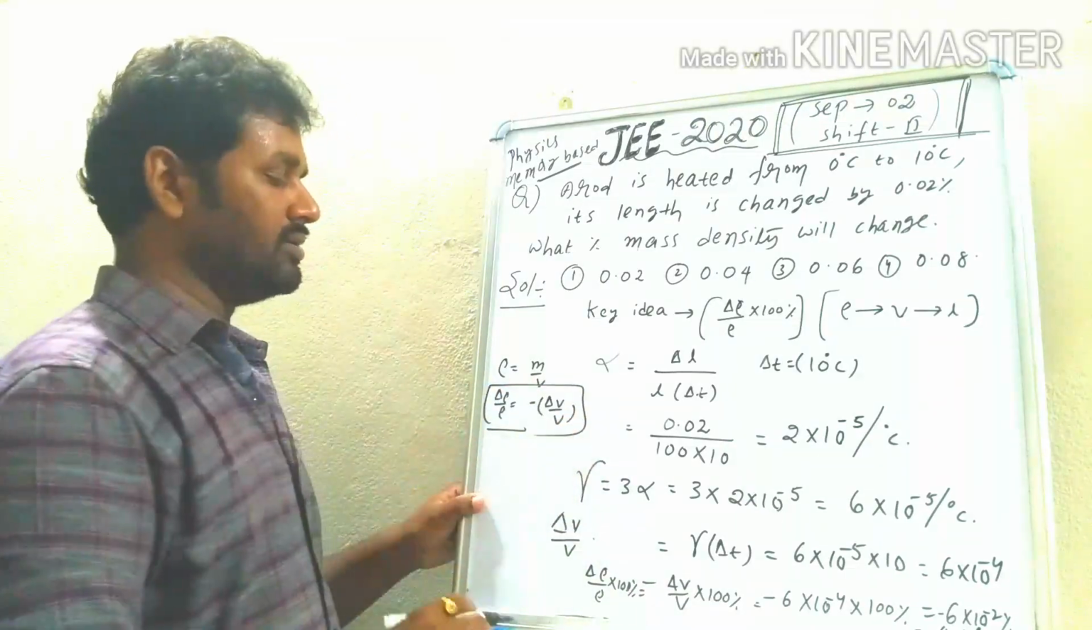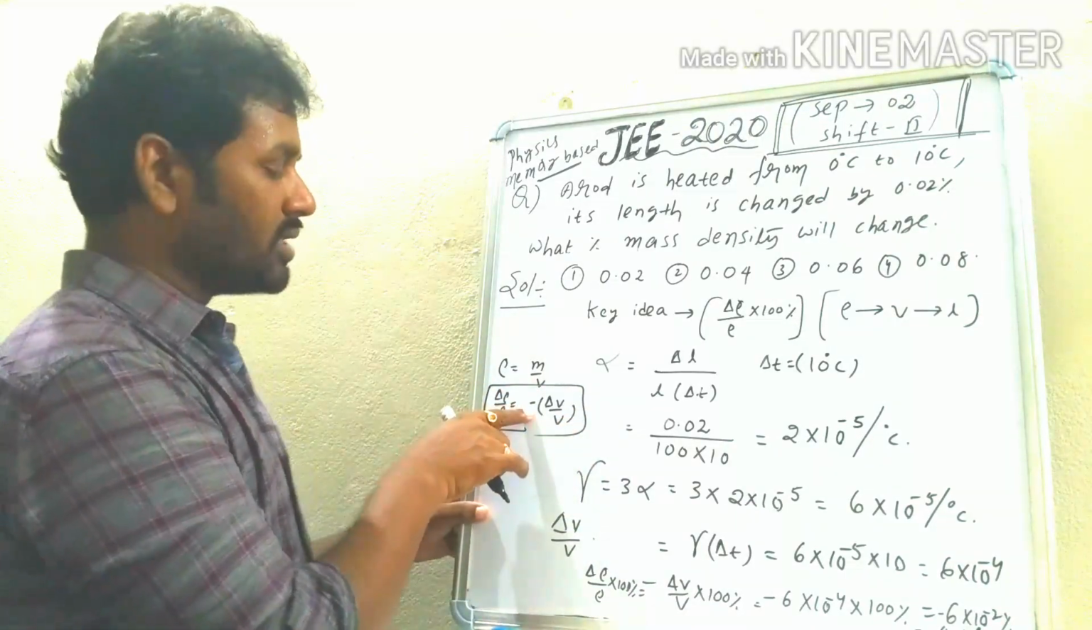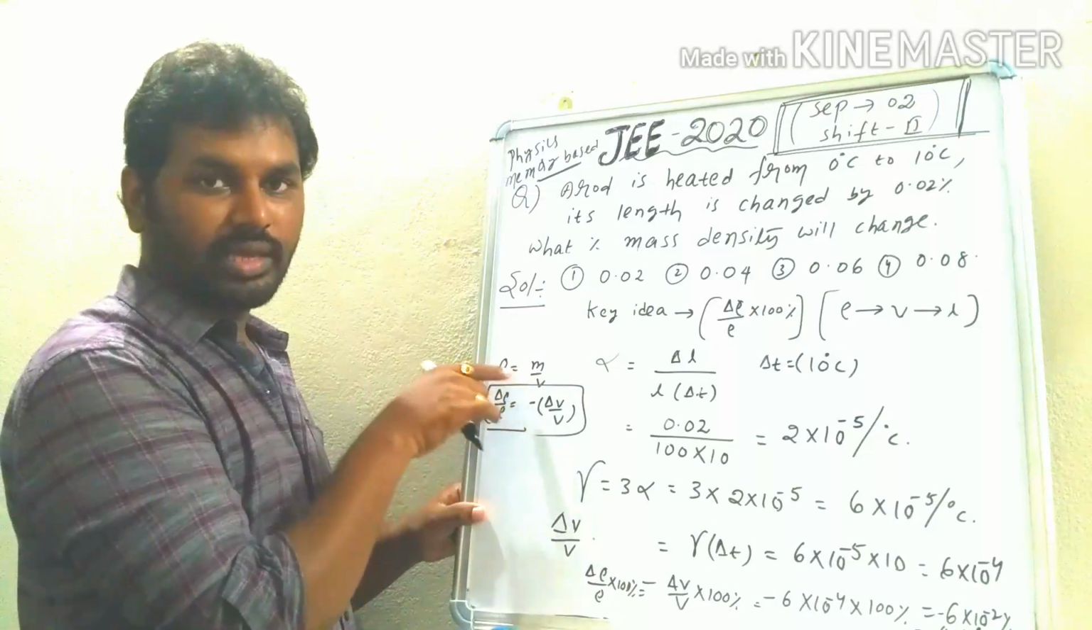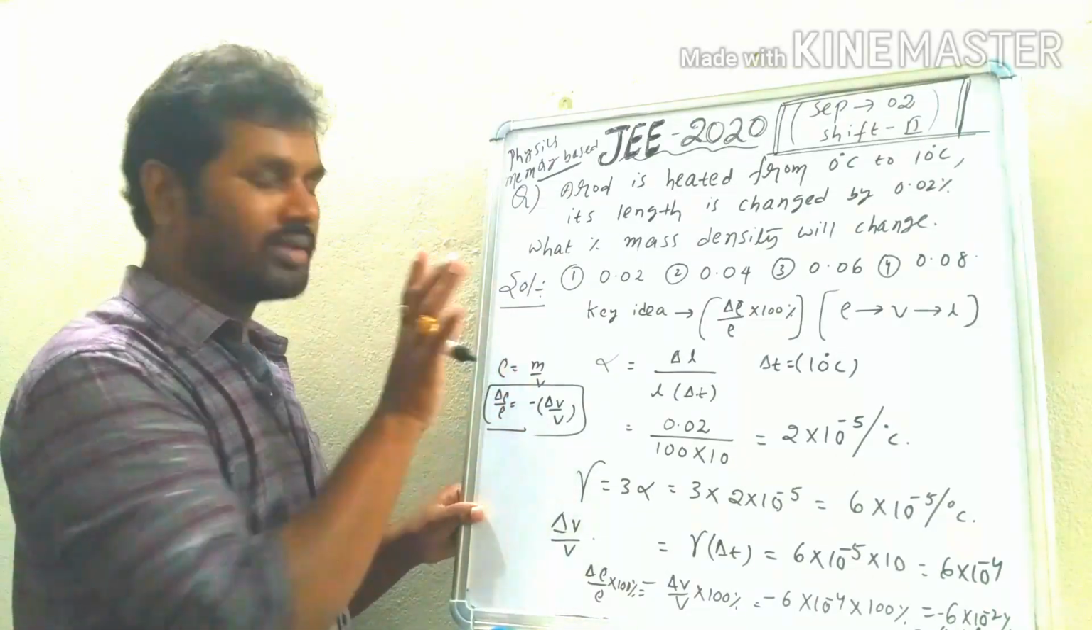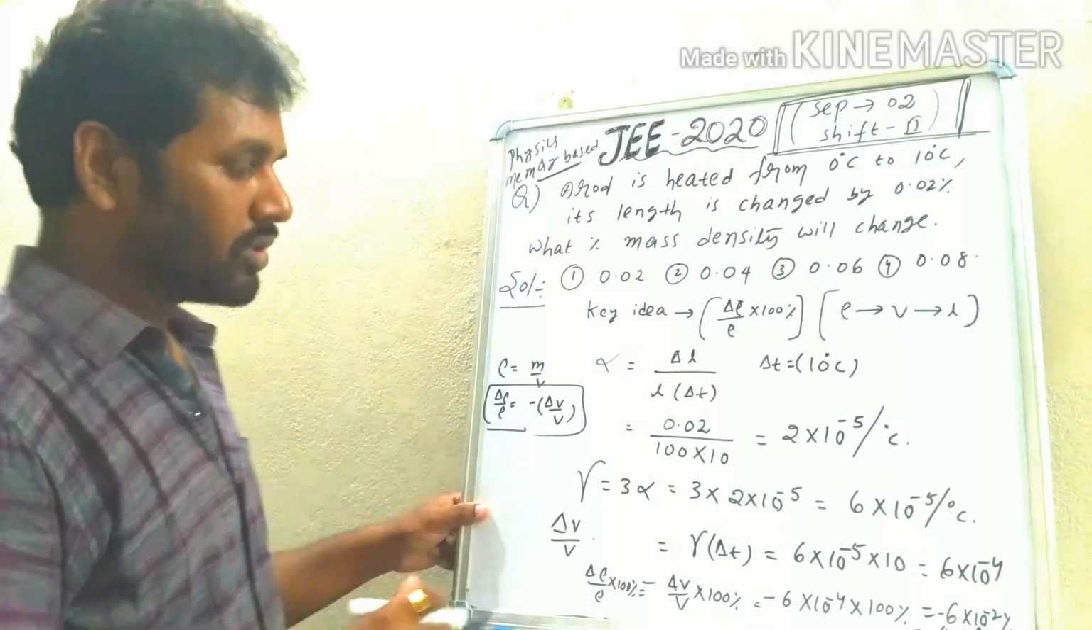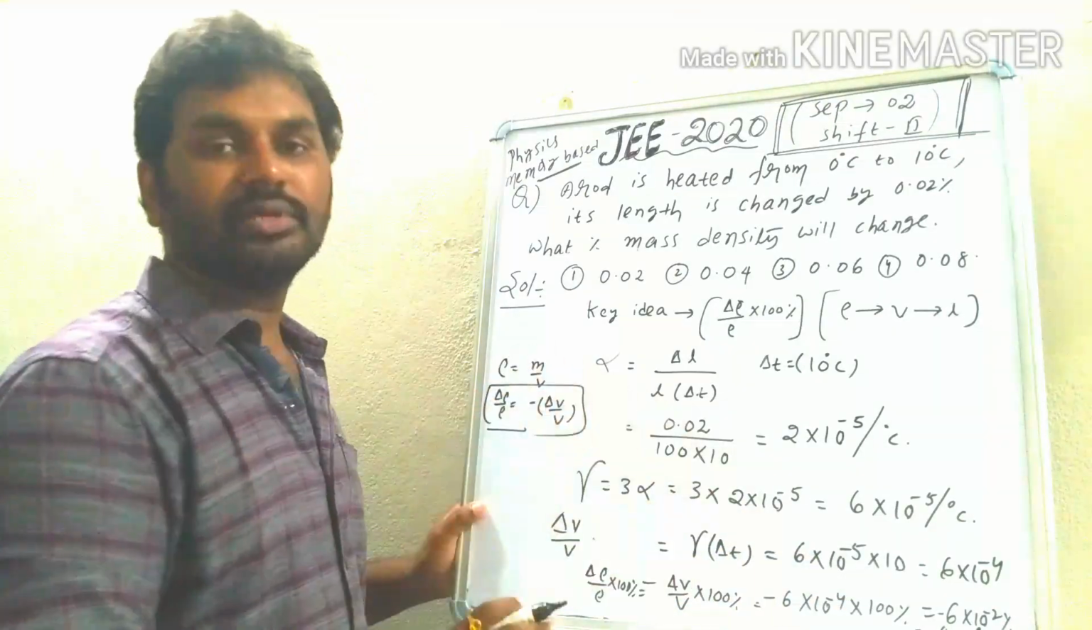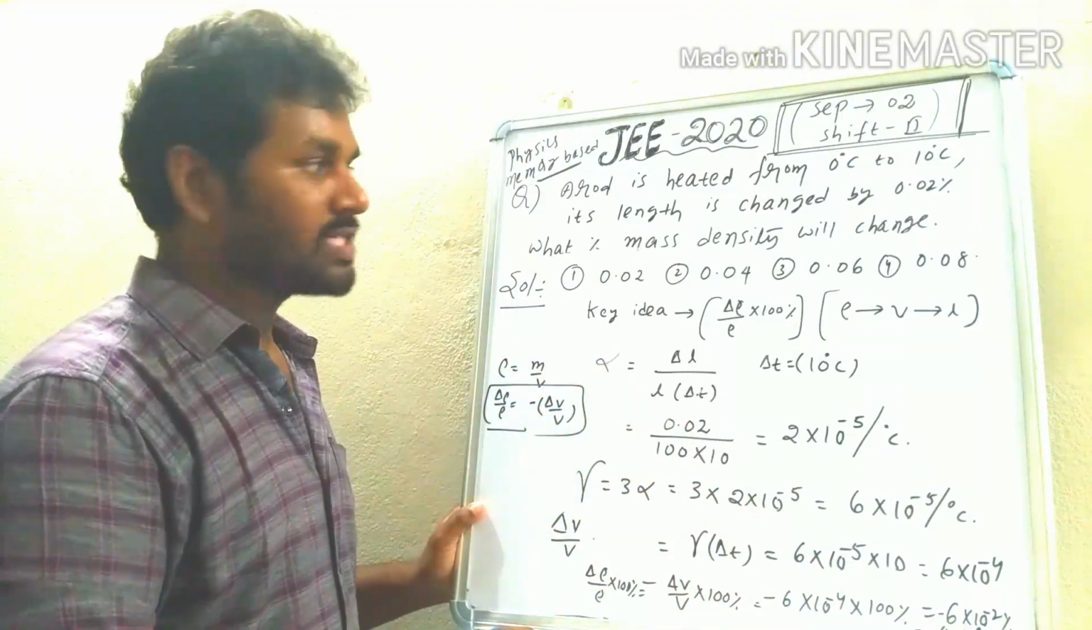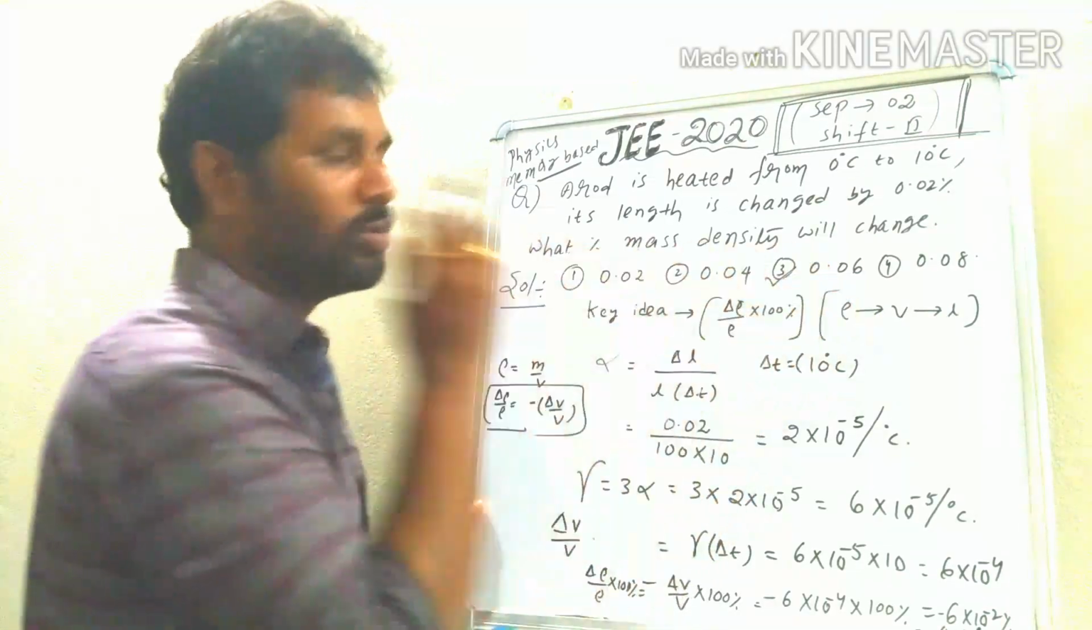You see here clearly the negative sign, because the relation is inverse between density and volume, where mass is constant. So you got the answer. It is decreased by 0.06%. The answer is option.